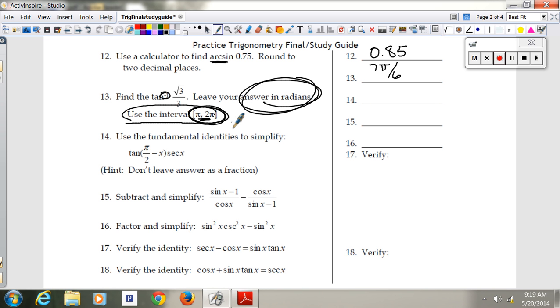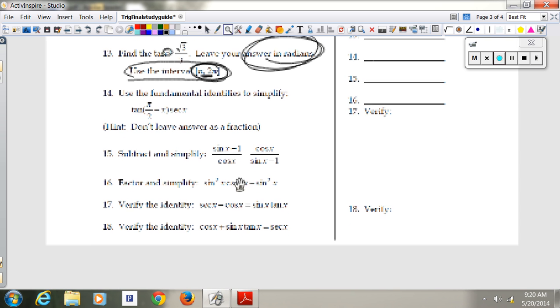So 7 pi over 6 is your radian angle where the tangent is radical 3 over 3 at the bottom of your chart, because you had to be between these two numbers. Intervals are nice because it specifically tells you where to look on your chart for the answers. It tells you look between pi and 2 pi and find your answer in there. Now we're going to get to the simplifying ones next.